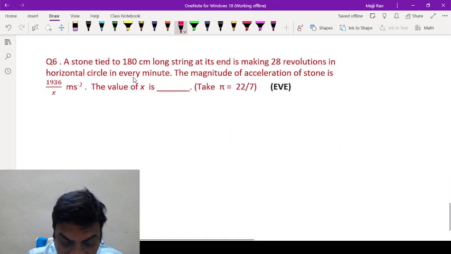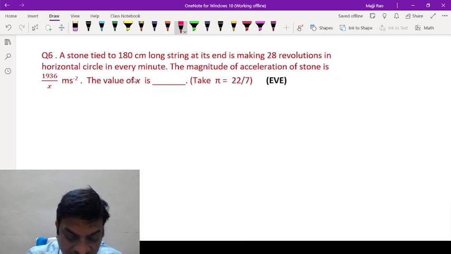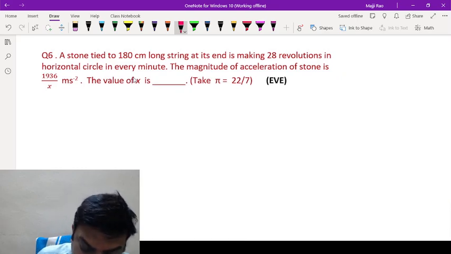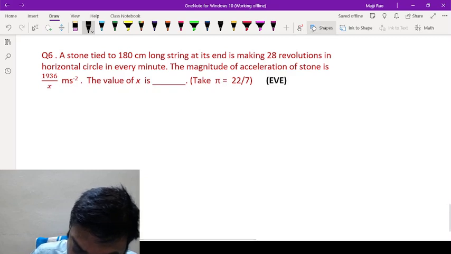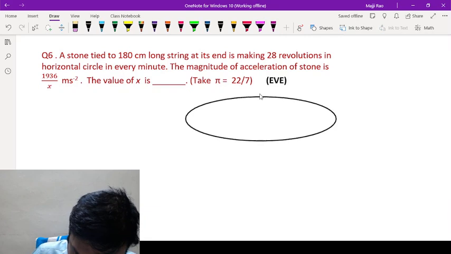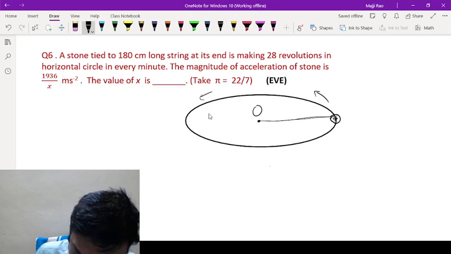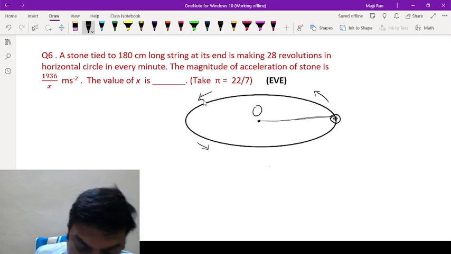A stone tied to a 180 cm long string at its end is making 28 revolutions in a horizontal circle every minute. The magnitude of acceleration of the stone is this much. Now, students, suppose this is a stone here. It is going along a circular path. It is undergoing circular motion in a horizontal plane.